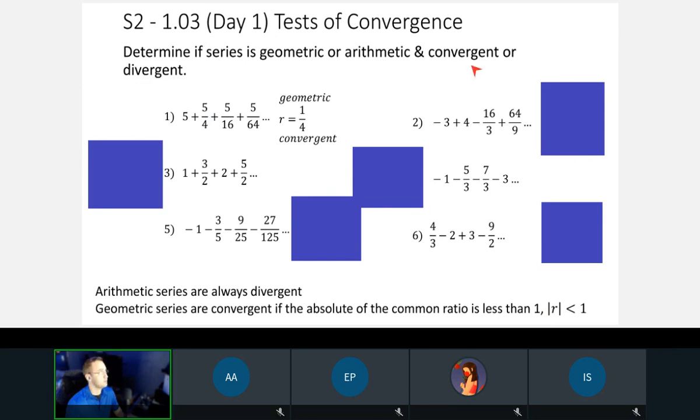All right, number 2. What did I get for number 2? Arithmetic and divergent. I think number 2 is arithmetic. Why is it arithmetic? What is the common difference here? So we are adding 1/2 every single time.